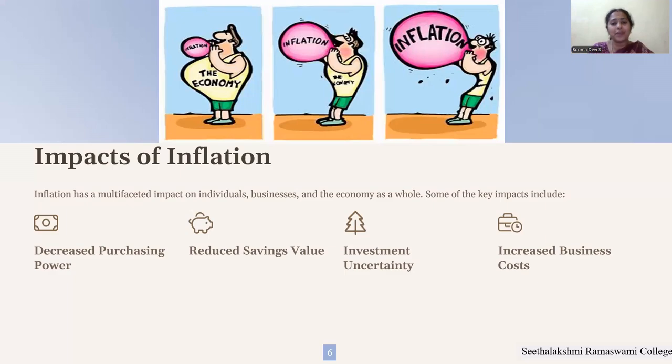Next, reduced saving value. Inflation can diminish the value of savings as the real value of your savings declines. Next, we have investment uncertainty. High inflation can make investment decisions more challenging as future returns become uncertain. Next, we have increased business costs. Inflation can lead to higher costs for businesses, such as wages, raw materials, and energy.